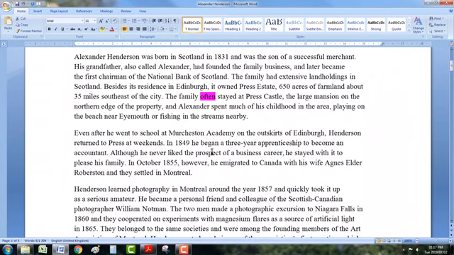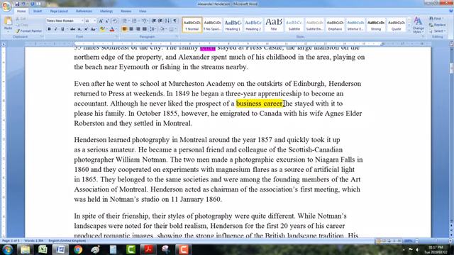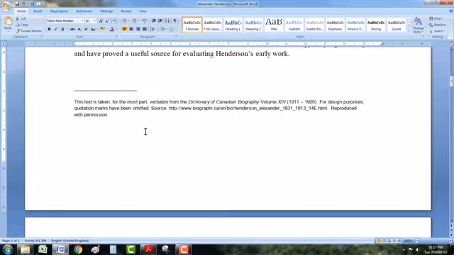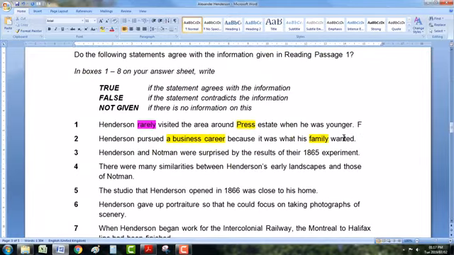Business career is over there. Although he never liked the prospect of a business career, he stayed with it. Why? To please his family, to make his family happy. So that means obviously, yes, his family wanted him to do a business career. Again, no real tricks. Very straightforward. That's true.